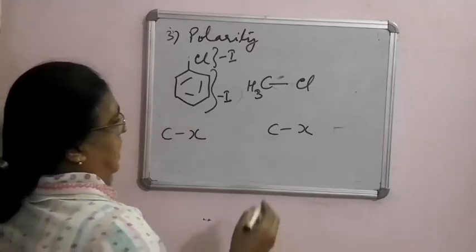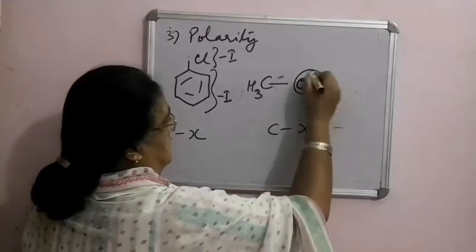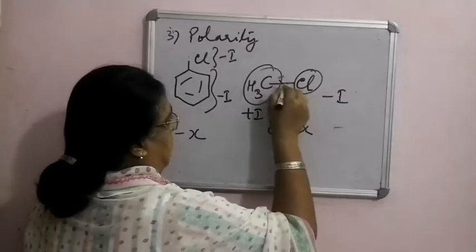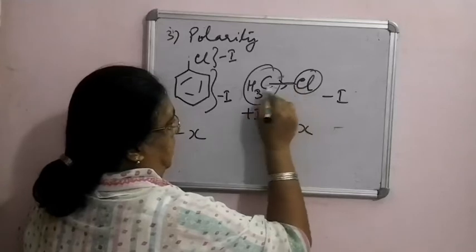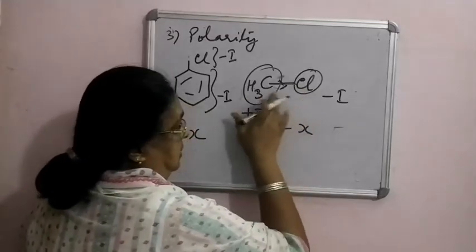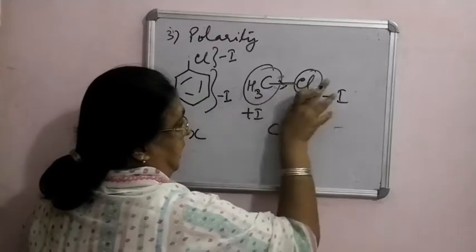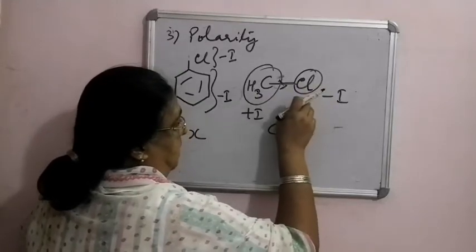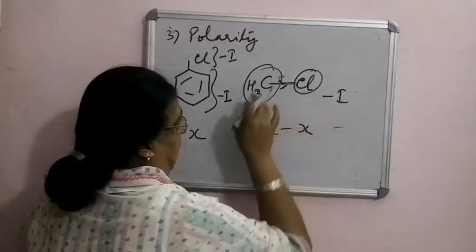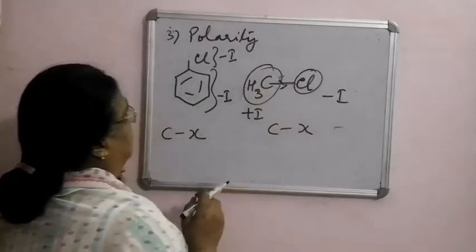As you see in this case, what will it be? This has a minus I effect, and this has a plus I effect. So this electron shared pair is being pulled by this, and is pushed by this. So electrons are not transferred, they are being pushed, getting collected and accumulated. So here the electron density will be much higher than the electron density on this.